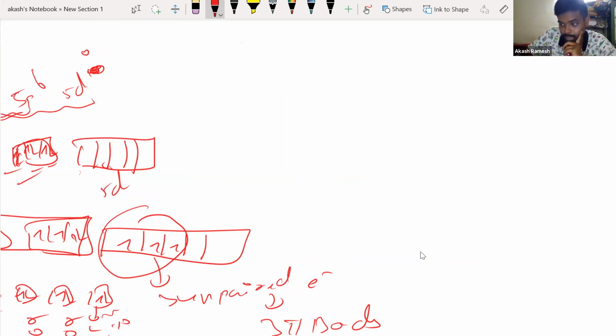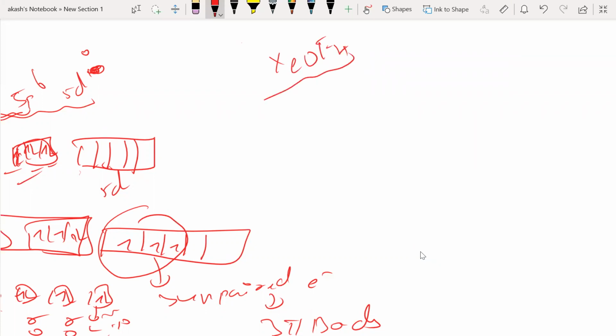I want something with a lone pair and a pi bond. Lone pair and pi bond. XeOF4. Yeah. Sir, does xenon have 8 electrons in its valence shell or 18 electrons?